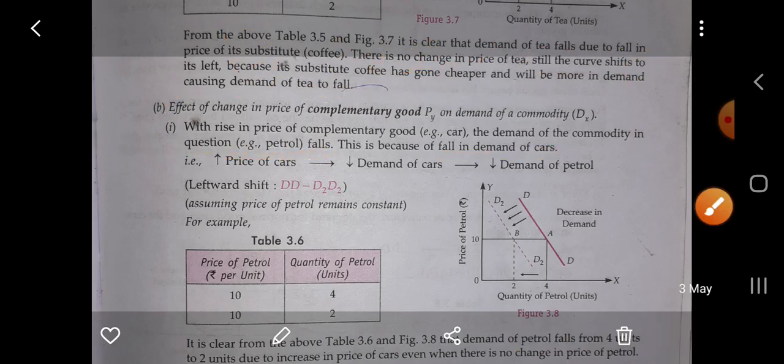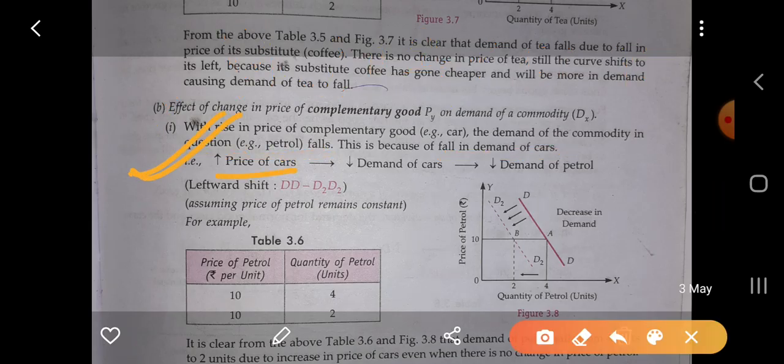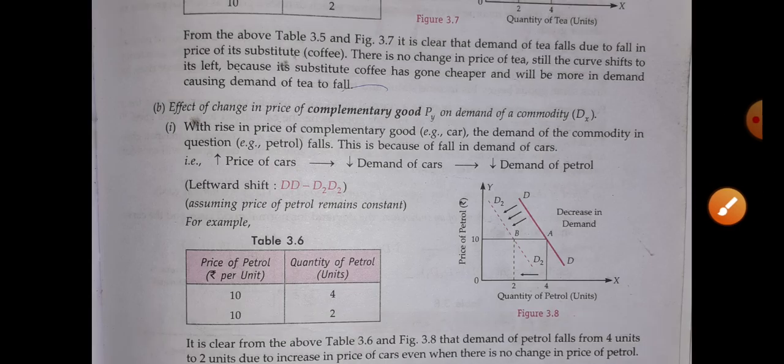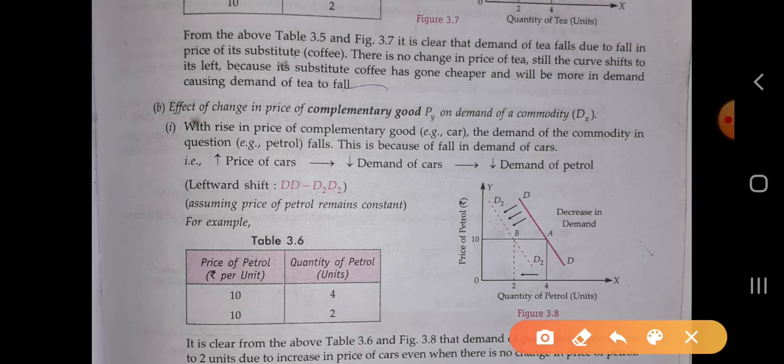Okay, next, we have taken that the price of the car increases, so the demand of car will decrease. For that, demand of the petrol will also decrease, so the curve will shift to the leftward. Here we also take the petrol price as remaining constant. Okay, now see, we have taken the schedule. The price of the petrol is constant, that is 10.